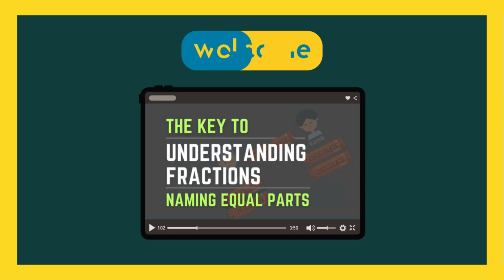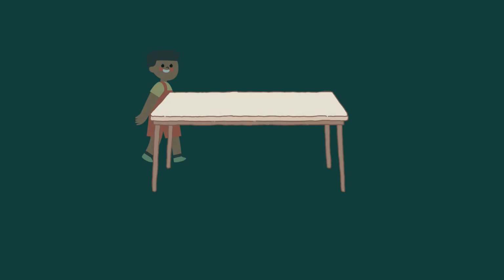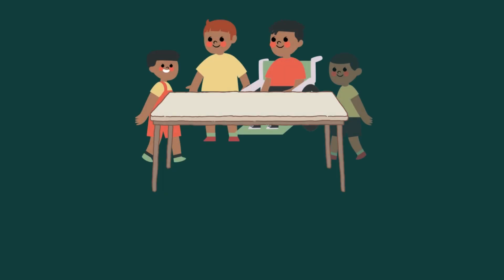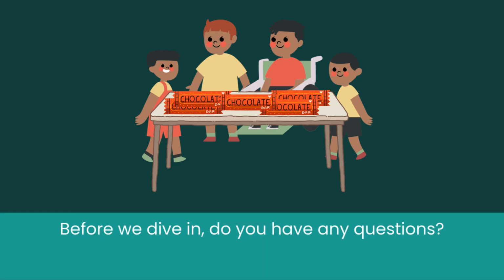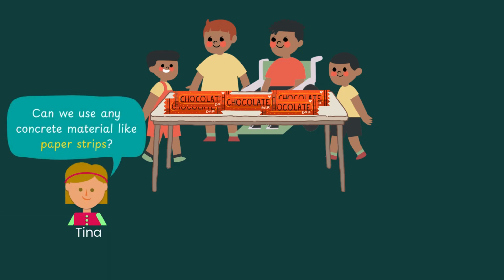In the last lesson, we learned how to share 5 chocolates between 2 friends. But what if four friends, Iqbal, Naveen, Utkarsh, and Venkat, want to share 5 chocolate bars equally? I wonder how they could do that. Can you think of a fair way for them to share the chocolates? Before we dive in, do you have any questions?